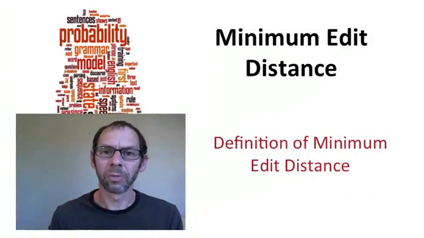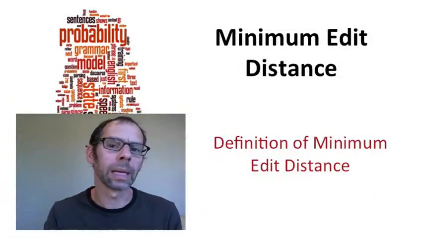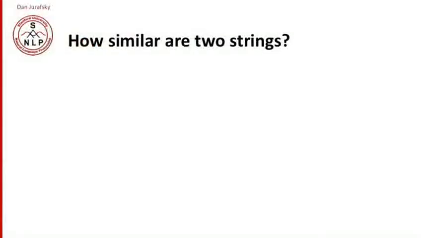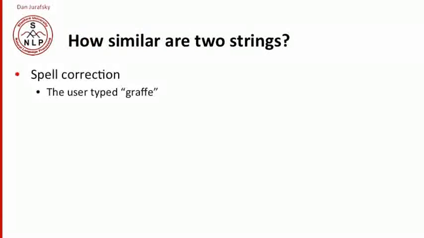Let's begin our discussion of minimum edit distance by defining minimum edit distance. Minimum edit distance is a way of solving the problem of string similarity. How similar are two strings? So let's pick a particular example, spell correction. The user typed "graffe". What do they really mean?